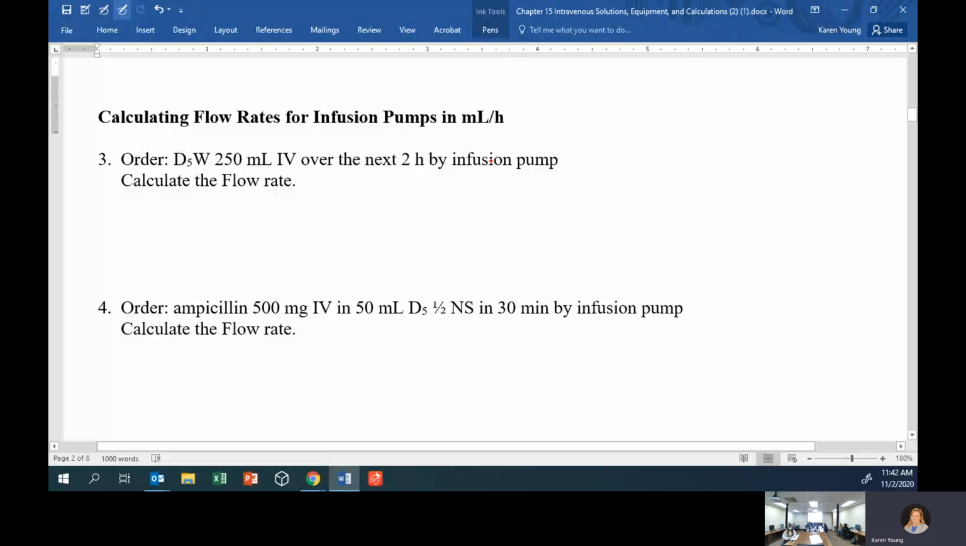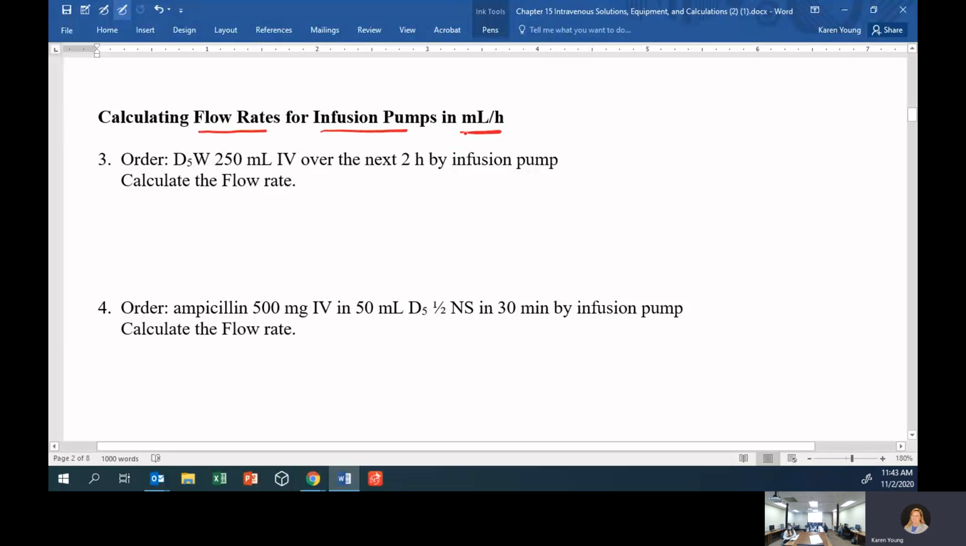All right. So what we're mainly concentrating on in chapter 15 is we're calculating flow rates. And this one is for an infusion pump. If you've been to visit people in the hospital or been in the hospital, most of the IVs are done by infusion pumps. And we're always in milliliters per hour. That's the rate.